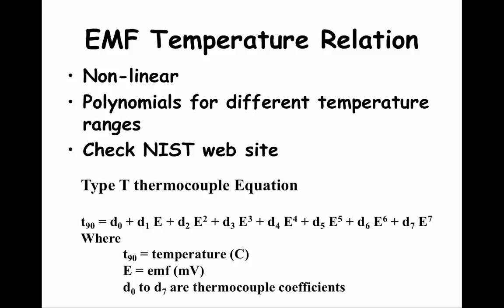One of the disadvantages of thermoelectric circuits is that the relation between EMF and temperature is nonlinear. The polynomial equation used for Type T thermocouples is a 7th-order polynomial. The coefficients are listed in the course packet. Note also that there are different polynomial coefficients for different temperature ranges. The course packet gives the polynomial coefficients for temperatures from -200 degrees Celsius to 0 degrees Celsius, and for temperatures from 0 degrees Celsius to 400 degrees Celsius.